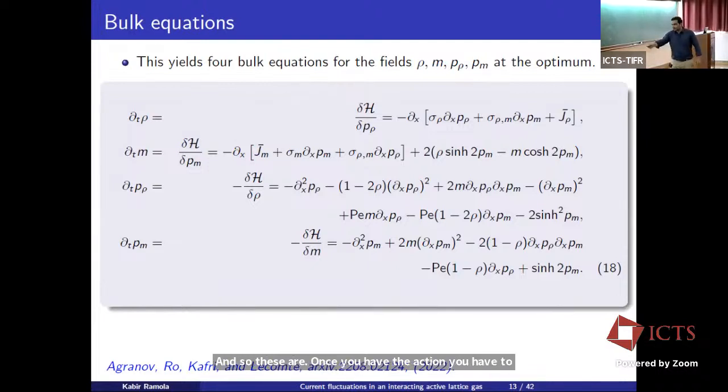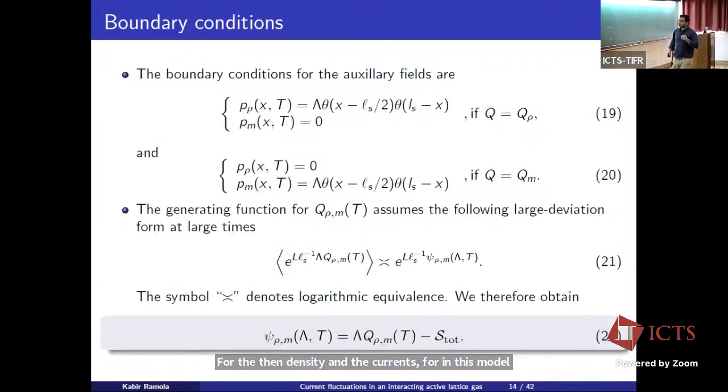Again, this was done very recently by this group. And these are the bulk equations. They look daunting, but these are the equations that will then give you the typical solutions for the density and the currents in this model. So once you have this, you can start to calculate the large deviation function that I was asking. Just in order to calculate that, you have to impose some boundary conditions.